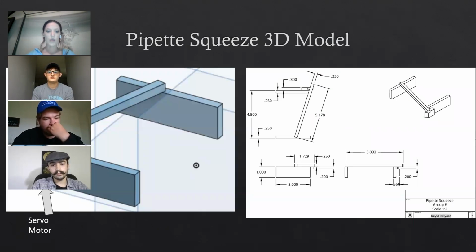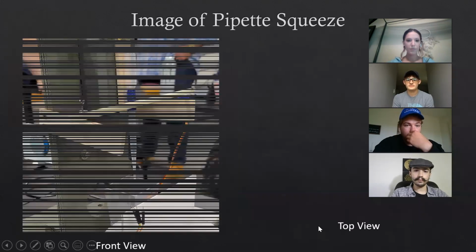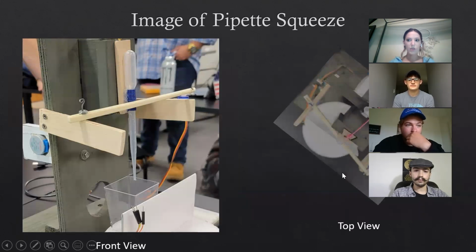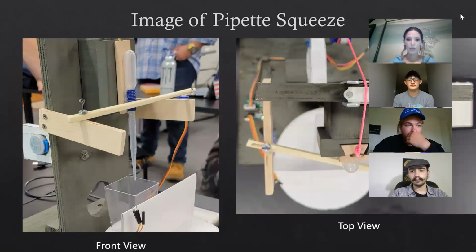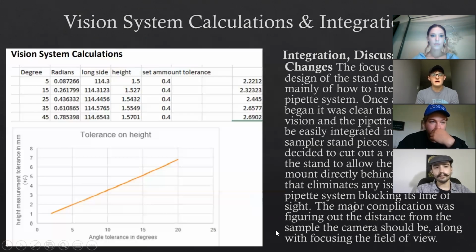And this is the 3D model for the pipette squeeze. The gray arrow points to the servo motor where it's placed, and this is the arm that squeezes the pipette. And this is what the final design ended up looking like. And then this is for the vision system.